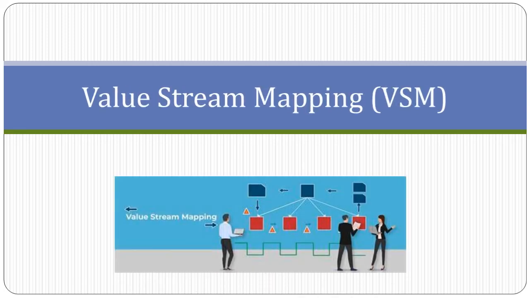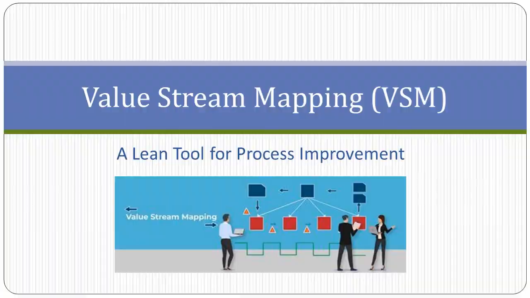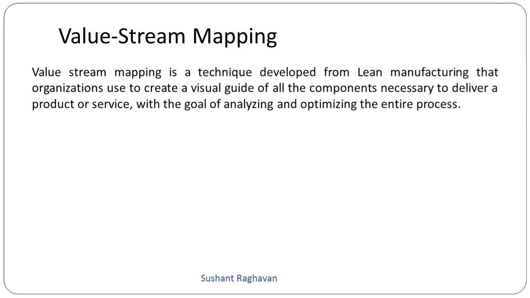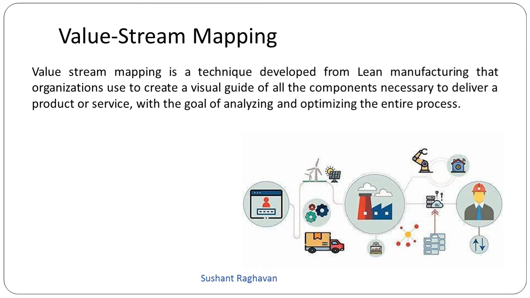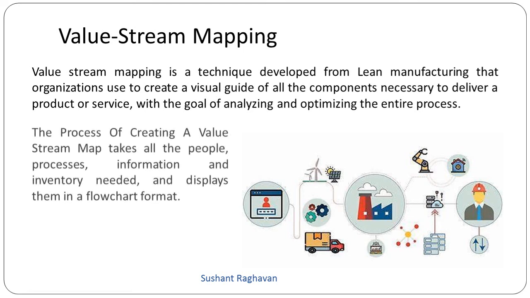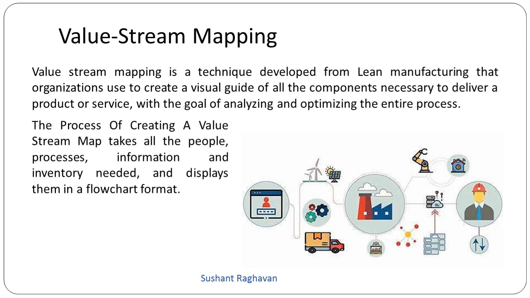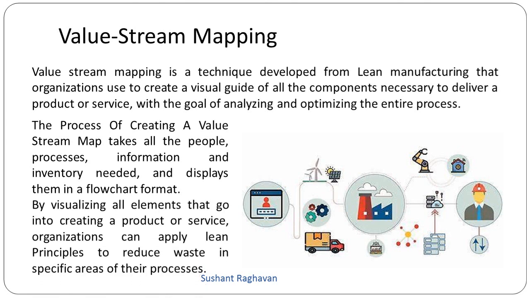Value stream mapping, a lean tool for process improvement. Value stream mapping is a technique developed from lean manufacturing that organizations use to create a visual guide of all the components necessary to deliver a product or service, with the goal of analyzing and optimizing the entire process. The process of creating a value stream map takes all the people, process, information and inventory needed and displays them in a flowchart format. By visualizing all elements that go into creating a product or service, organizations can apply lean principles to reduce waste in specific areas of their processes.